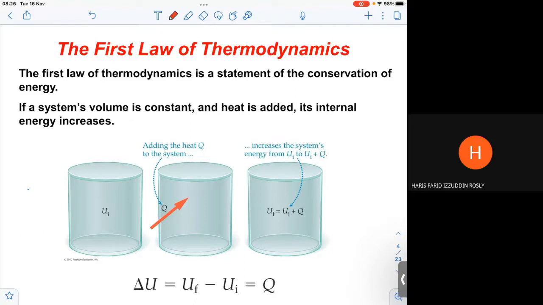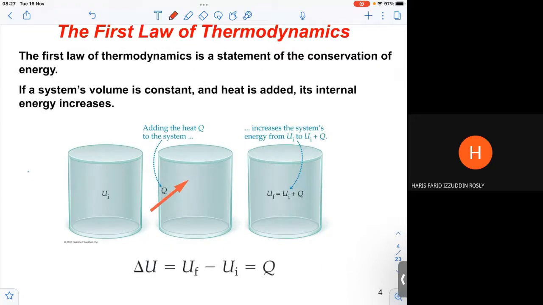If a system's volume is constant, for example, and you give some heat to the system, its internal energy will increase. You can see this from the figure itself. On the very left part, you will have some internal energy U. U is the internal energy, and U_i means the initial internal energy.